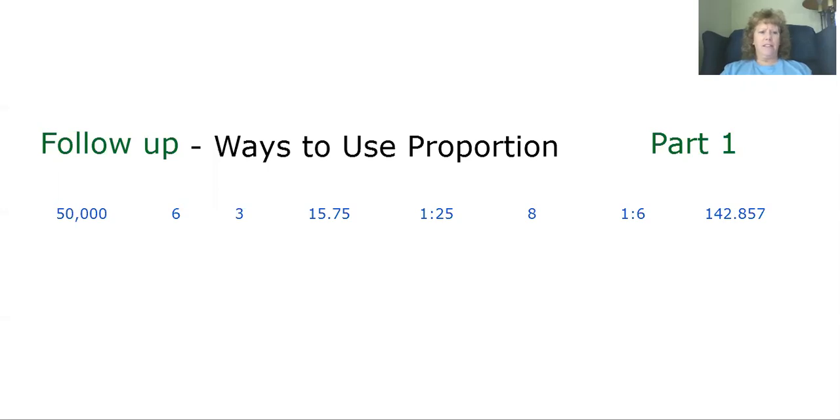50,000, 6, 3, 15.75, 1 to 25, 8, 1 to 6, and 142.857. And you could have rounded that last answer off to 143, or at any point 142.9, or any number that rounded off is fine.